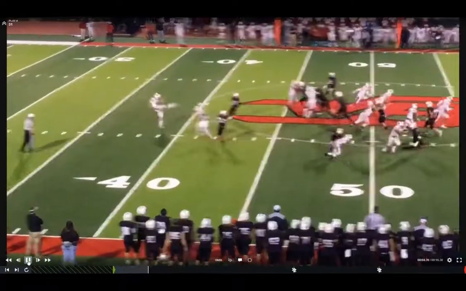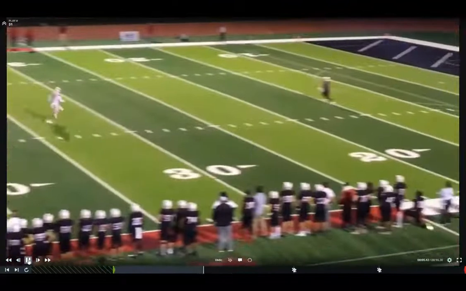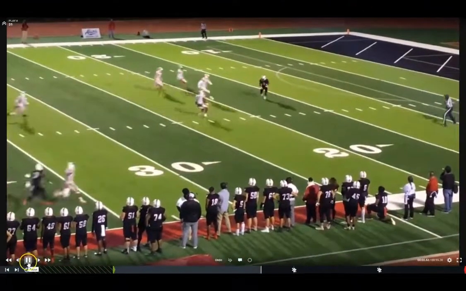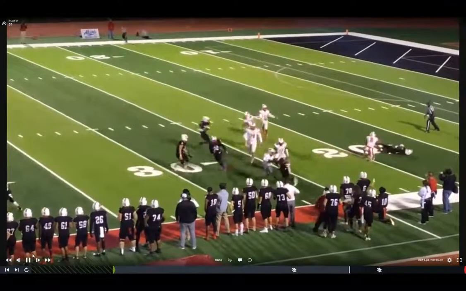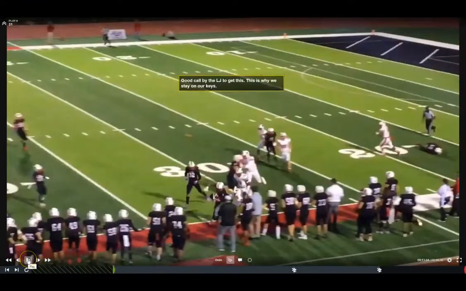All right, let's look at a good job here by the line judge. We've got a beanbag coming down right here for the end of the kick. We got good position by our field judge and side judge. And we've got a player right there with a clear block in the back. And that's a great call. And that's why we stay on our keys. We're watching that guy down the field.